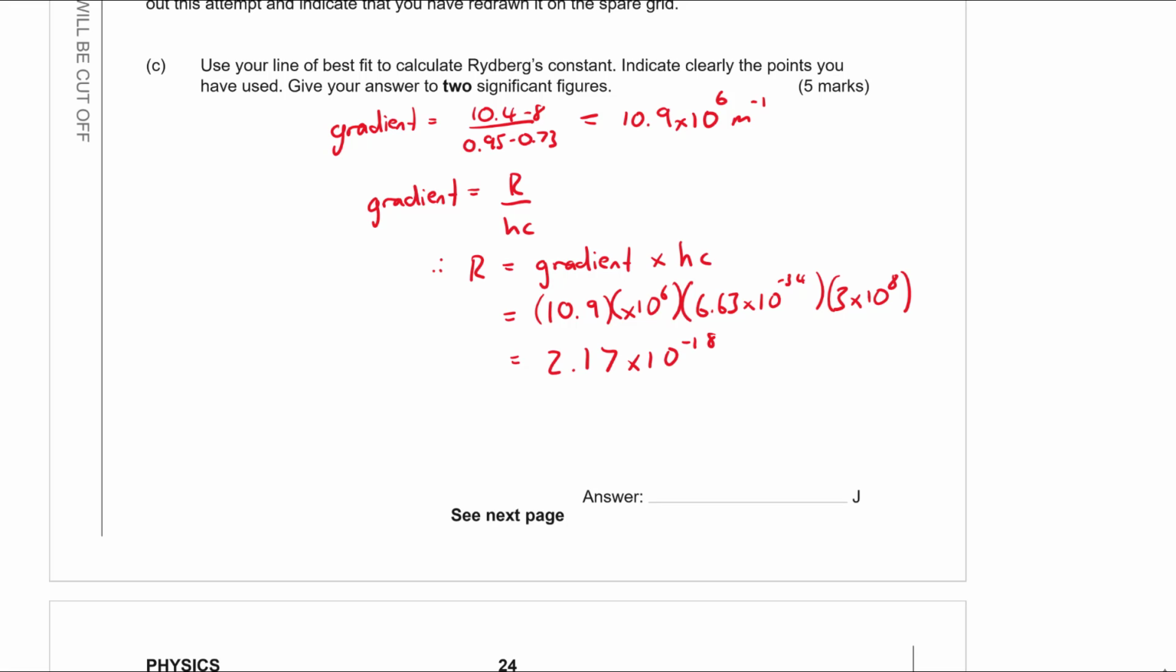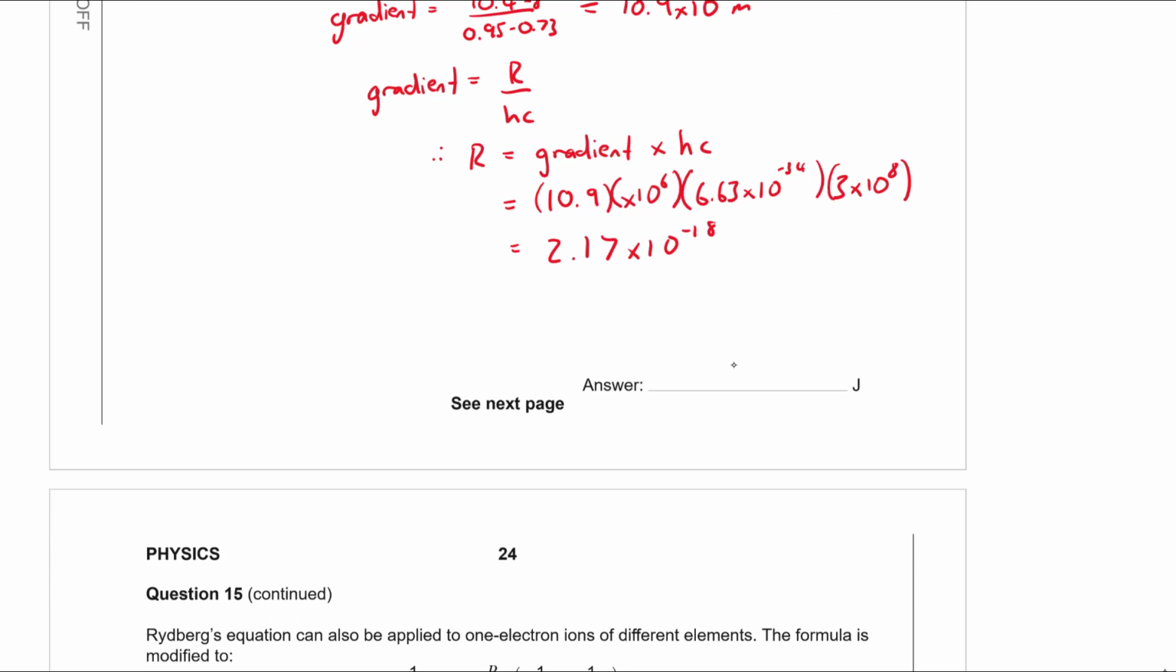And importantly, it says here to give my answer to 2 significant figures. So down the bottom here, I can say it's 2.2 times 10 to the -18 joules.